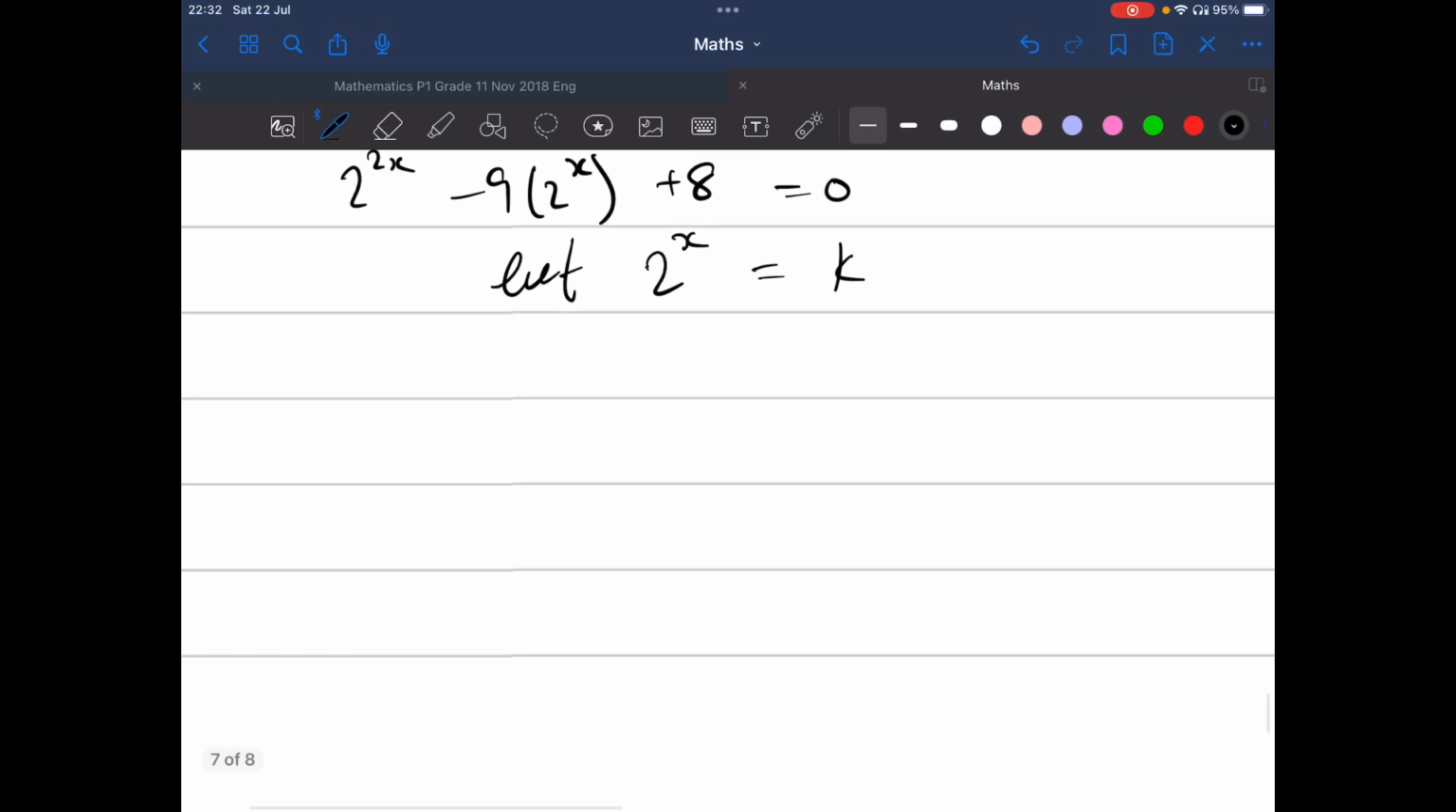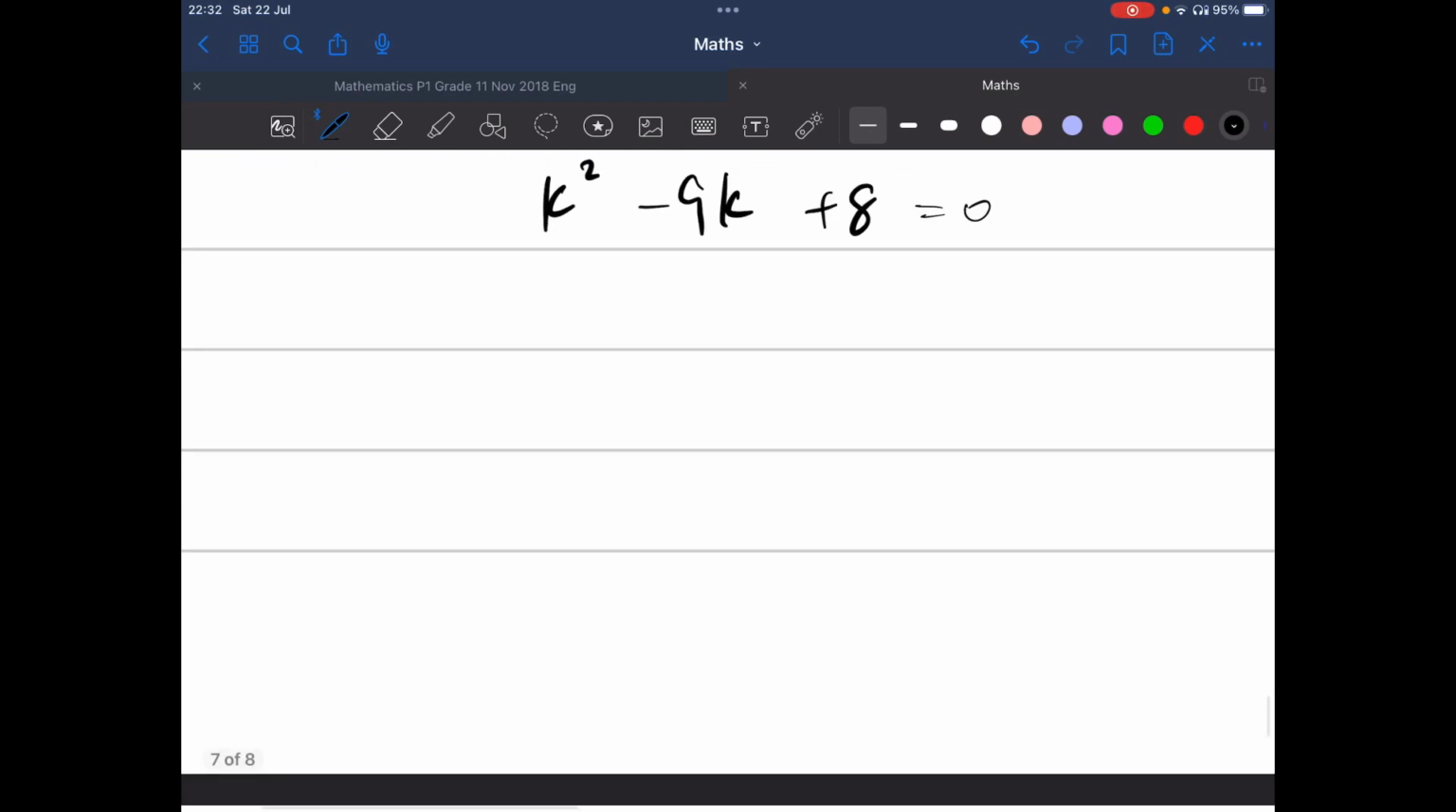So if we're setting 2 to the x as k, this will now become k squared, right? Because remember I said this can be written as 2 to the x squared. Okay, and then this will become minus 9k plus 8 equals 0. Okay, and now it's a simple case of solving this. So let's find two numbers that when I add them together I get minus 9, when I multiply them, I get 8.